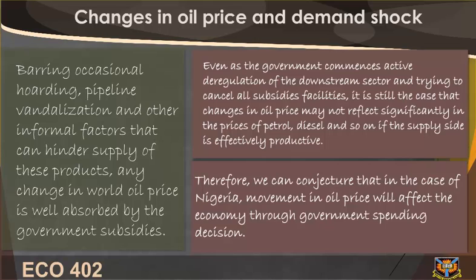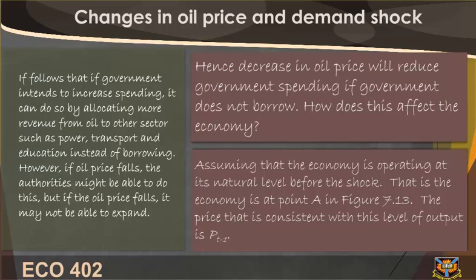Therefore, we can conjecture that in the case of Nigeria, movement in oil price will affect the economy through government spending decisions. It follows that if government intends to increase spending, it can do so by allocating more revenue from oil to other sectors such as power, transport, and education instead of borrowing. However, if the oil price falls, it may not be able to expand. Hence, a decrease in oil price will reduce government spending if government does not borrow.